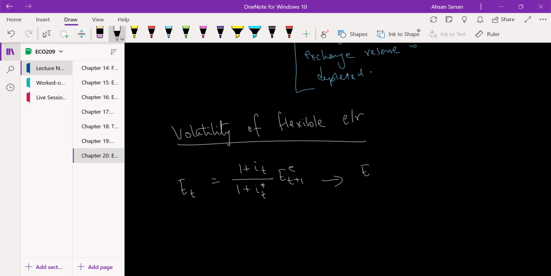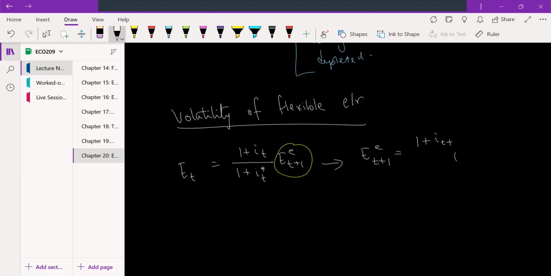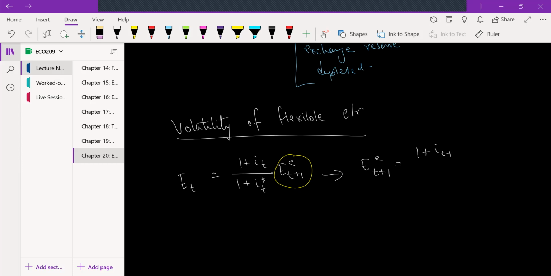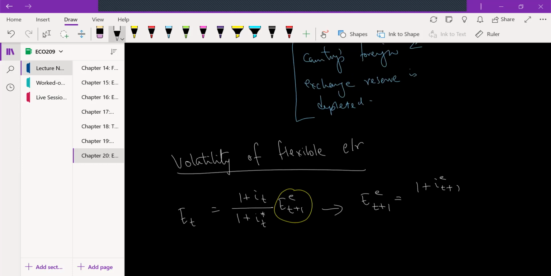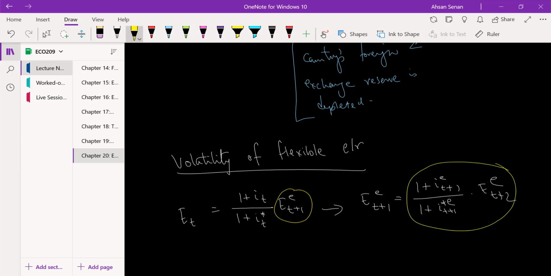So what we can write, suppose we want to find the value of this. So the value of this can be written as E_{t+1}. This is equal to (1 + i_{t+1}) expectation, divided by 1 + i*_{t+1}, expectation times E_{t+2}. So what we can do is we can take this value and plug it in here, right?